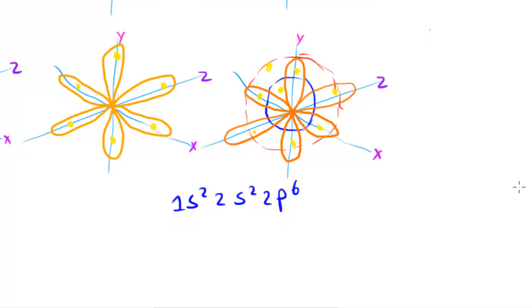So in the next video I'll be looking at how we can actually represent the electronic structure of different elements and ions and all of those things, and there's quite a few different types of notation.